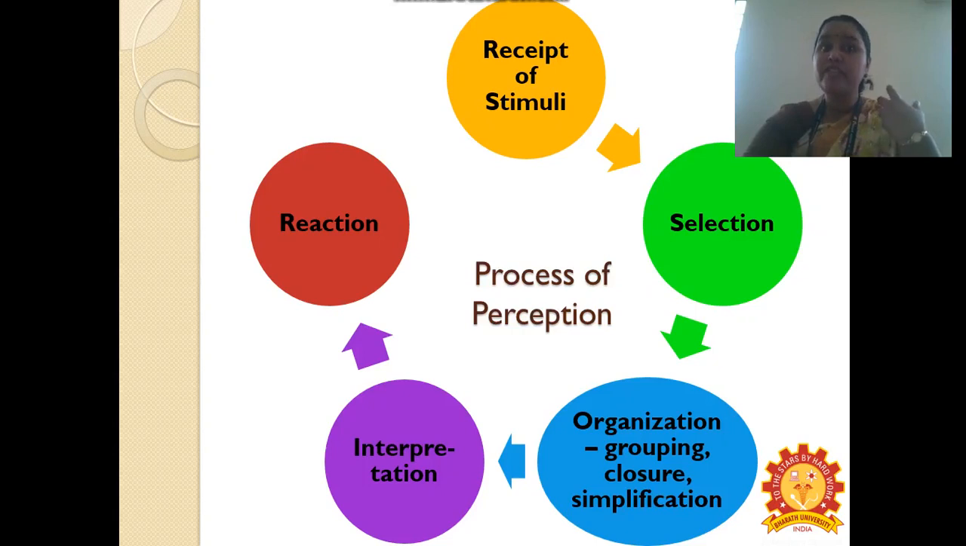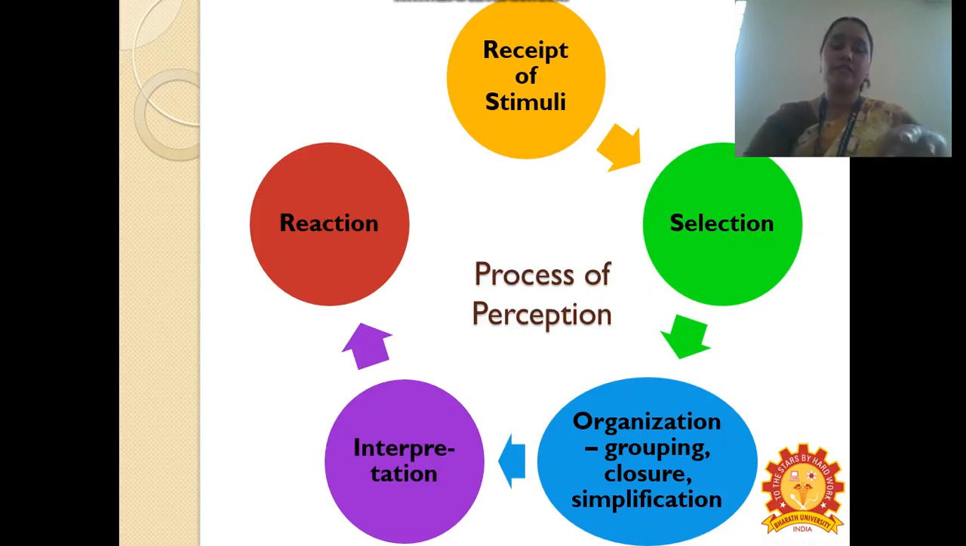Then the third one is simplification. What is simplification? Simplification is where you give priority to which things will come first. So this thing first, this thing second. You are going to organize and simplify the process. Simplification is where less important things are avoided and attention is given to things that need priority.